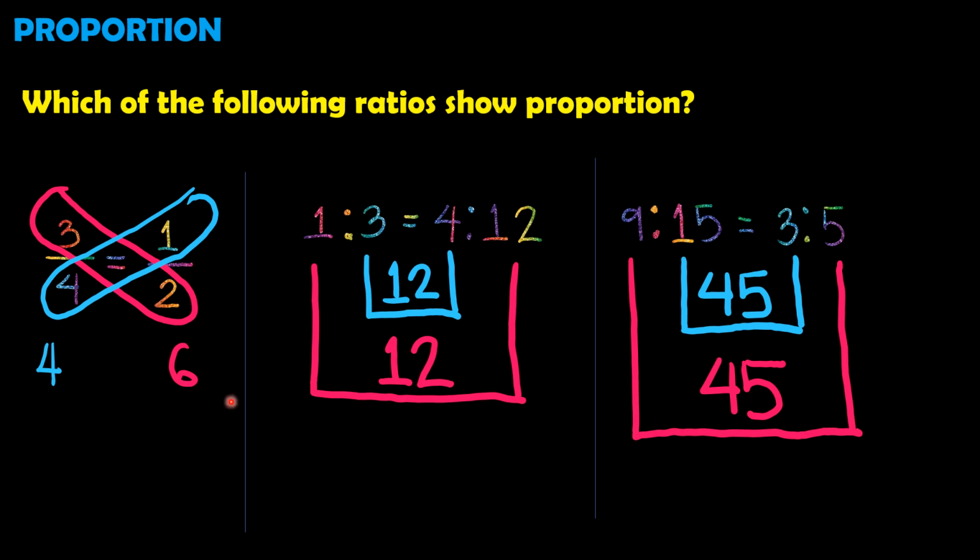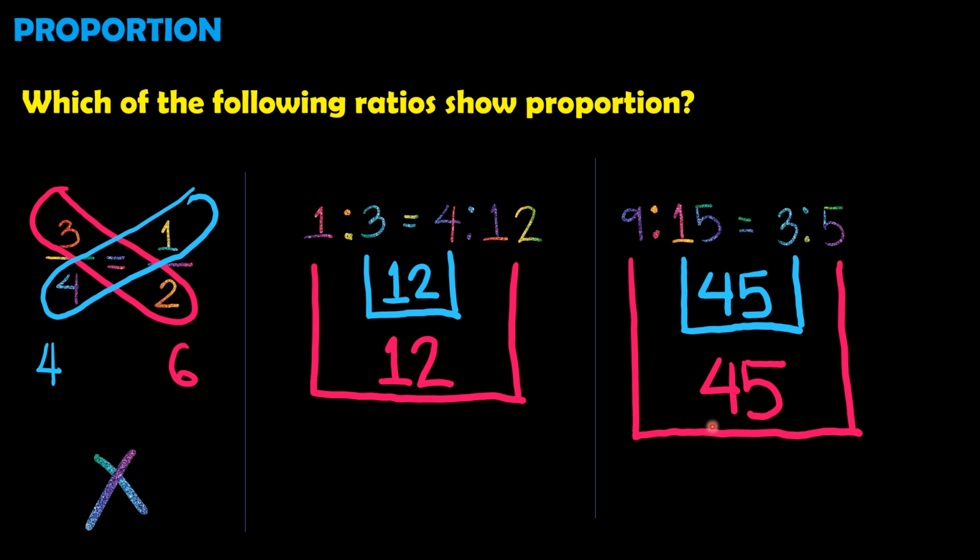So, going back with our first example, we have an answer of 4 and 6. They are not equal. Remember, for it to be a proportion, we need to have the same product. The product of the means should be equal to the product of the extremes. So here, we can see that 4 is not equal to 6. Therefore, the ratios are not proportion with each other. So this is not an example of a proportion.